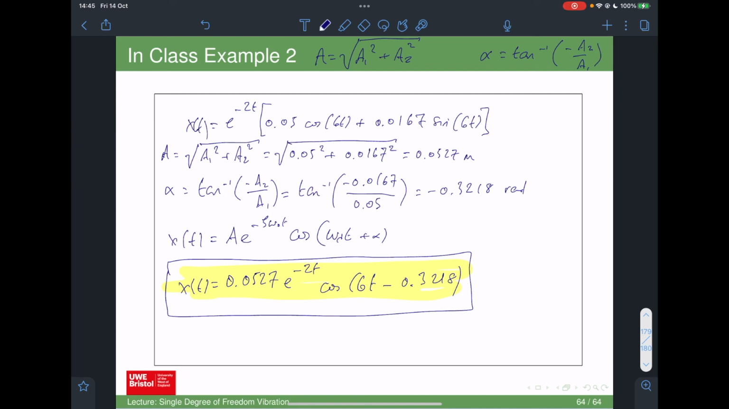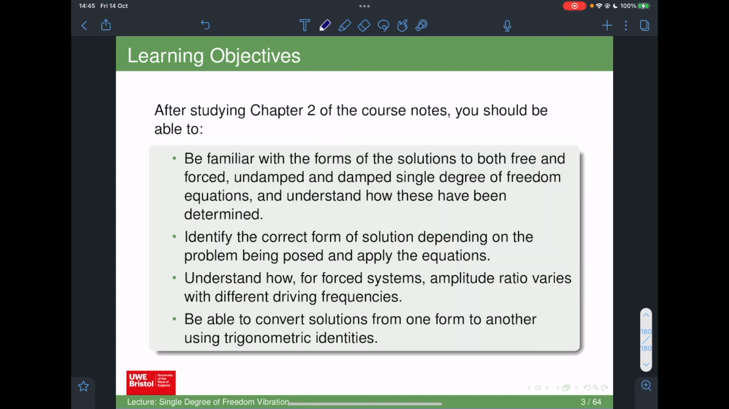So that's the end of my session. After studying chapter 2, this is where we should be. Be familiar with the forms of the solutions for free, forced, damped and undamped systems, and understand how they've been determined. Identify the correct form of solution depending on the problem being posed. So if you know initial conditions, then use those solutions that we just covered. If you don't know initial conditions, or you've got a different form of problem, then obviously use both equations. Understand how, for forced systems, amplitude ratio varies with different driving frequencies.